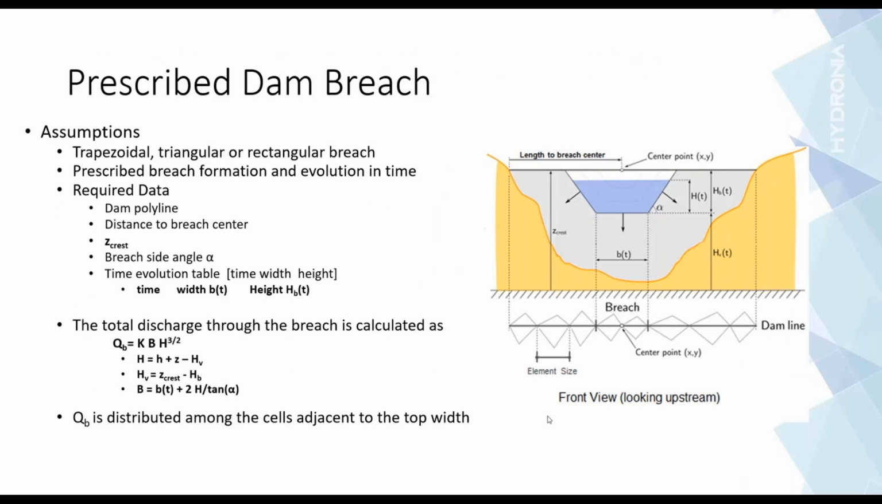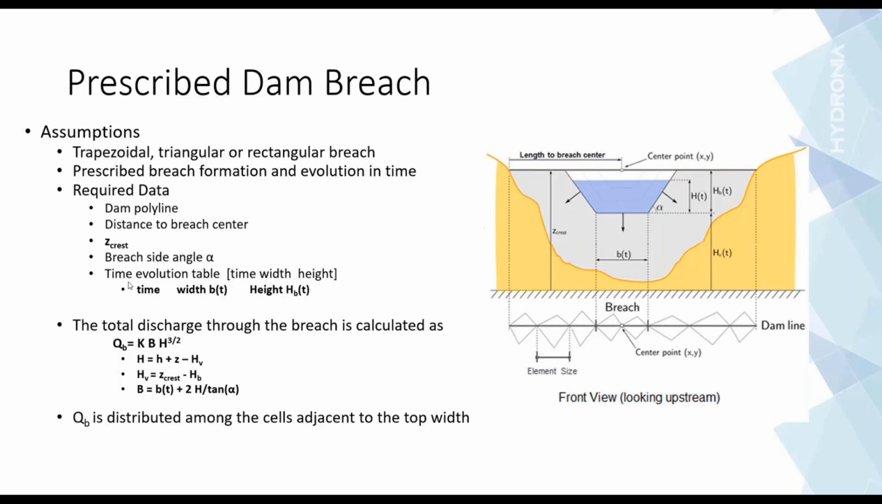Now, this prescribed dam breach method is very simple. It assumes that you have a trapezoidal or triangular or rectangular breach in the dam, shown here in this figure. And you need to prescribe the velocity at which the breach will form and evolve in time. So this breach that initially may be small will grow, will deepen here and will grow to the sides at a rate that you will need to determine and provide as a table.